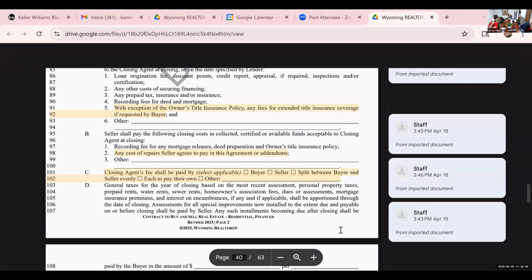Yeah, anyway, so they added the line in. How it's going to play out, I don't know for sure. So you don't really need to strike it out. If the seller has to agree, you don't have to strike it out.